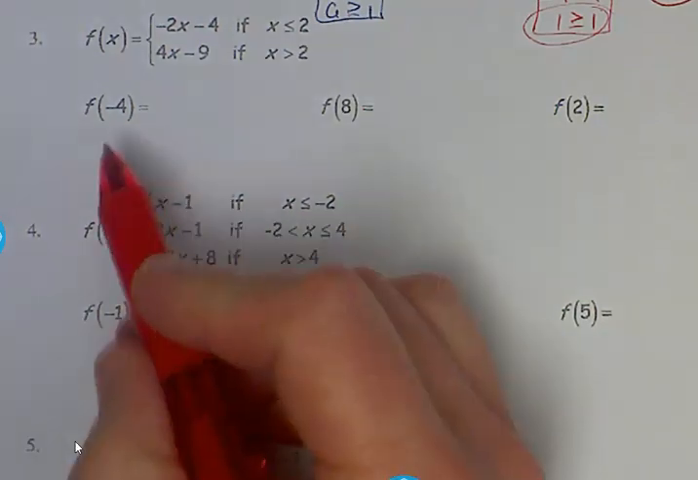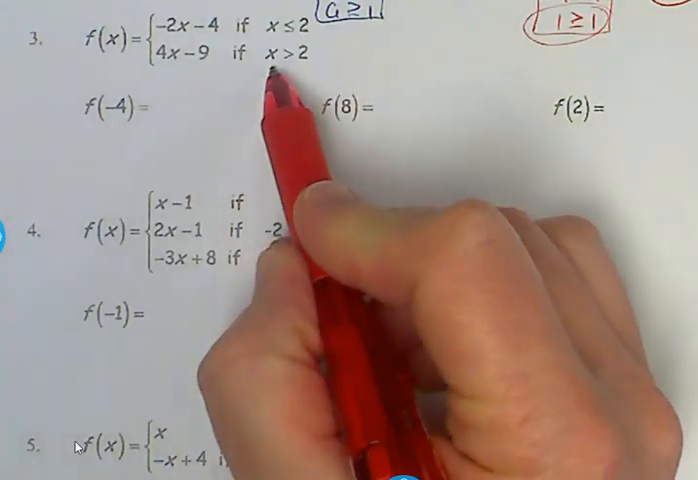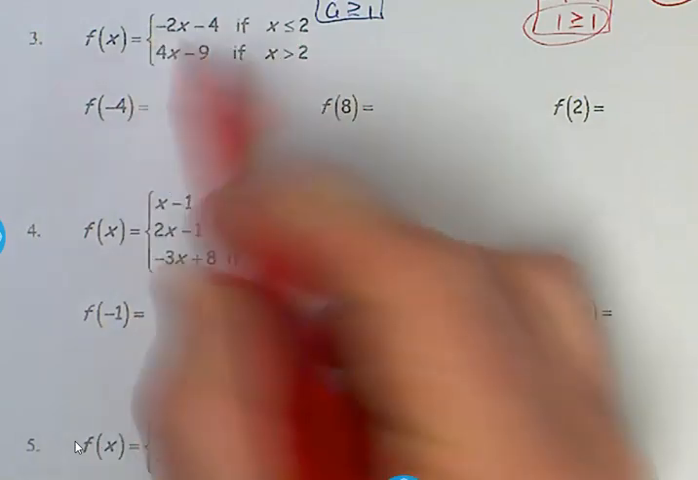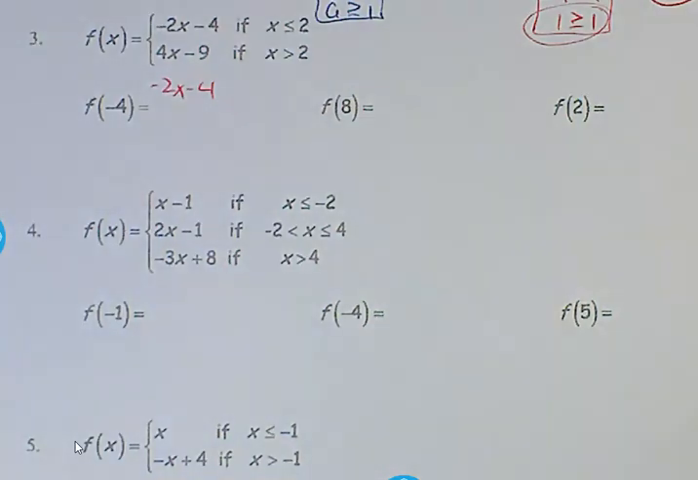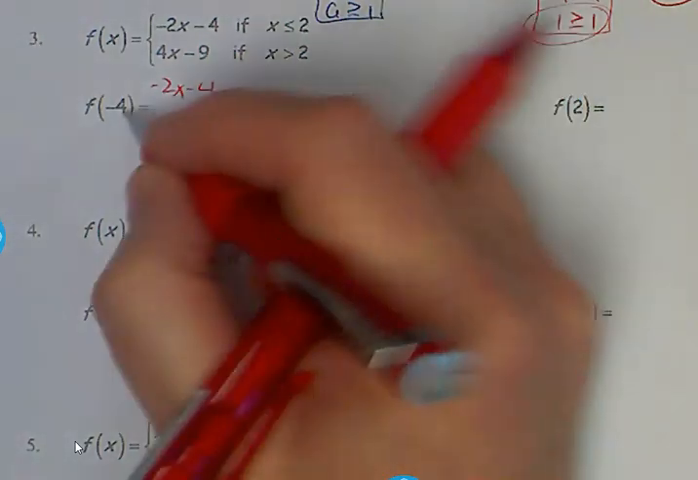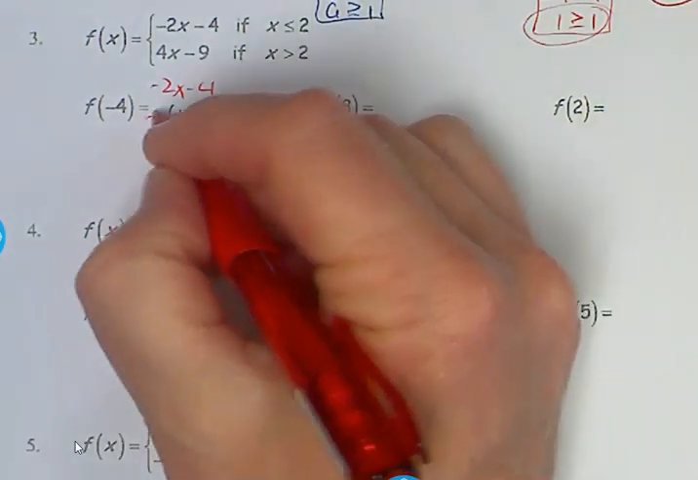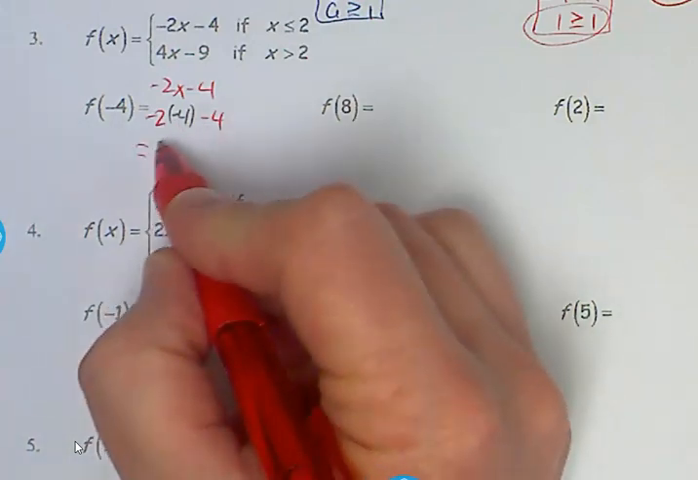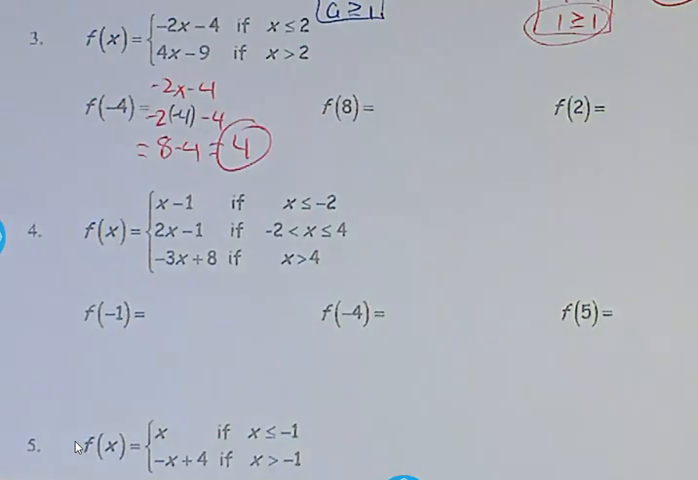Figuring out where the -4 goes. Is that less than 2 or greater than 2? Well, if it's negative, it should be less than, right? So that means we're going to be using the top part up here, the -2x minus 4. Again, where you've got the -4, plug that in for the x, and everything else should go around it. If you check that, that should be 8 minus 4. So the answer would be 4.